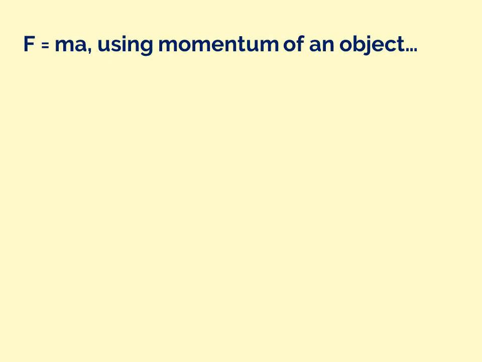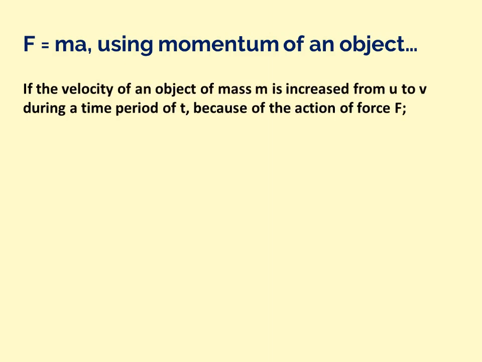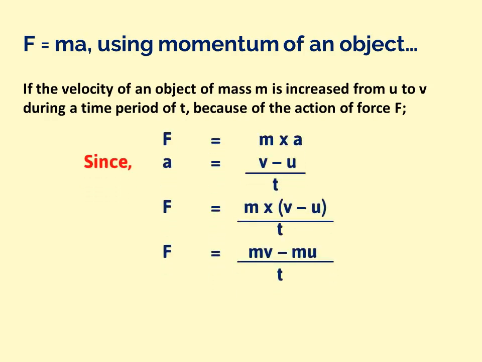The next topic is F equals ma using momentum of an object. We are going to derive a common equation using both the formulas you have learned. If the velocity of an object of mass m is increased from u to v during a time period of t because of the action of force F, then F is equal to ma. That is the first formula that we are using here. F is equal to ma, but a is equal to final minus initial velocity divided by the time taken.